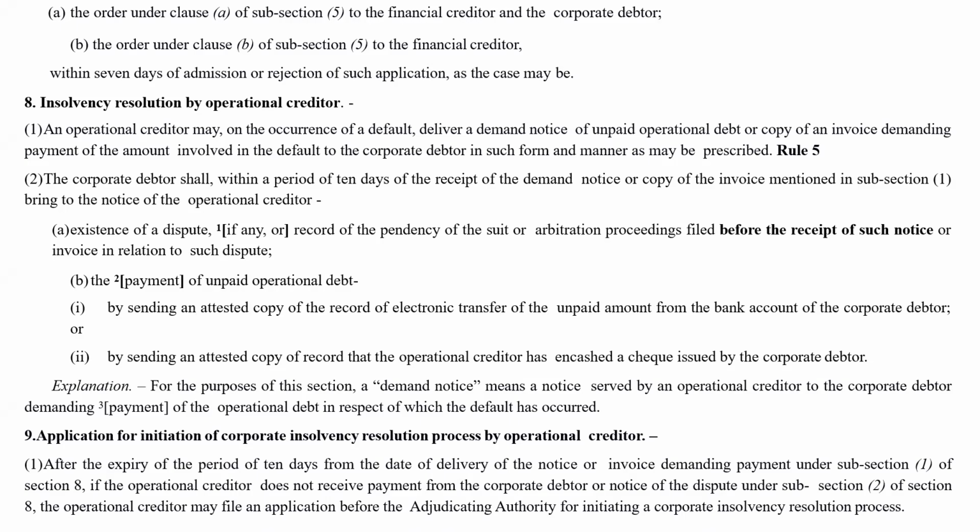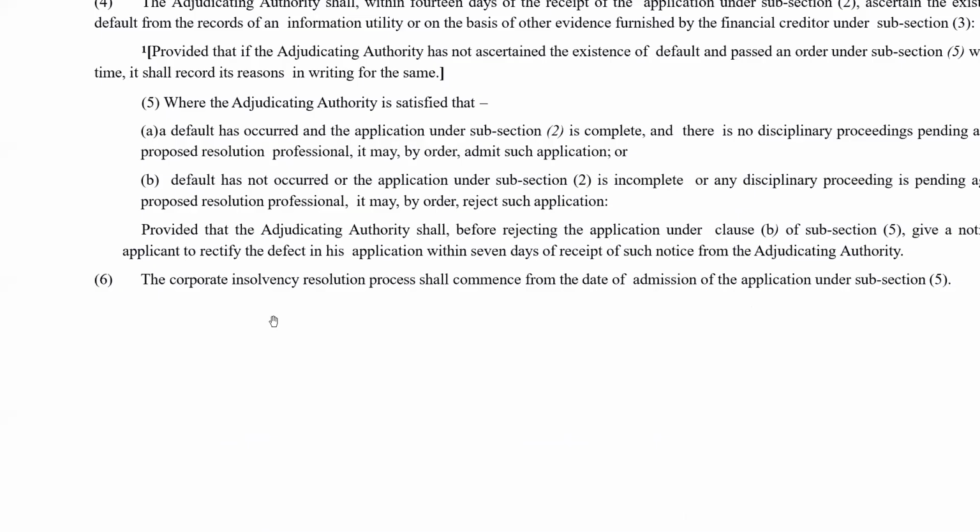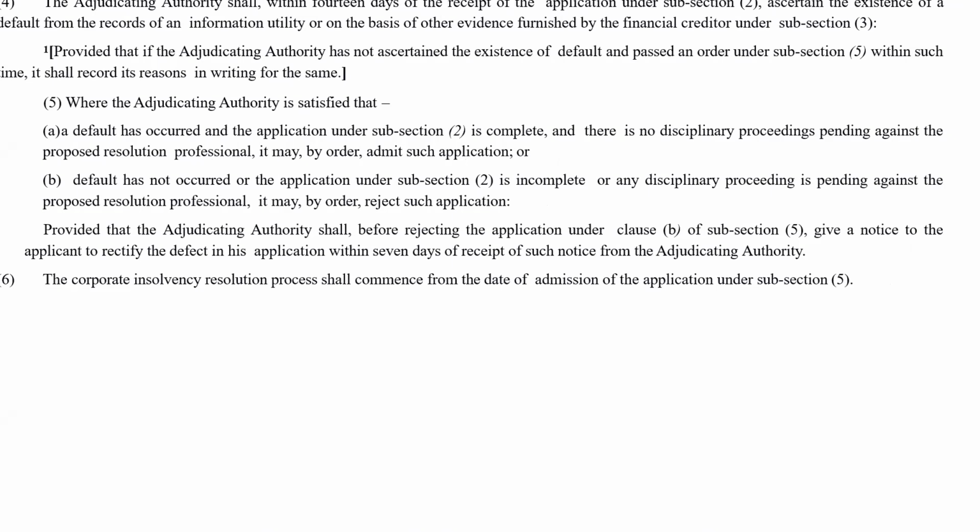If we again go back to section 7, the answer is given in section 7, subsection 5. It says, where the adjudicating authority is satisfied that default has occurred and the application is complete and there is no disciplinary proceeding pending against the proposed resolution professional, it may by order admit such application. So there is no mention of dispute or demand notice, copy of invoice, etc. So they will see only three things. Number one, default has occurred. Second, application is complete. And third, no disciplinary proceedings are pending.